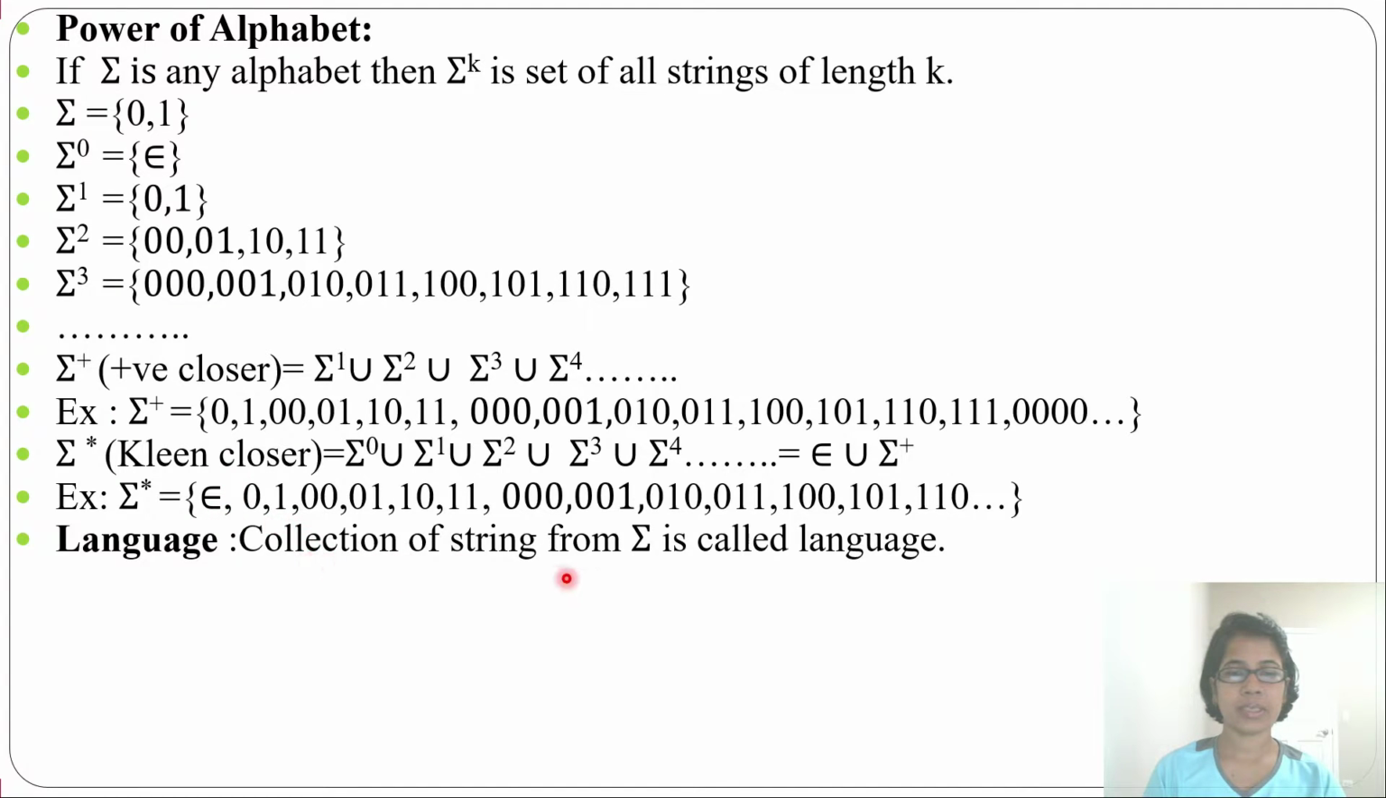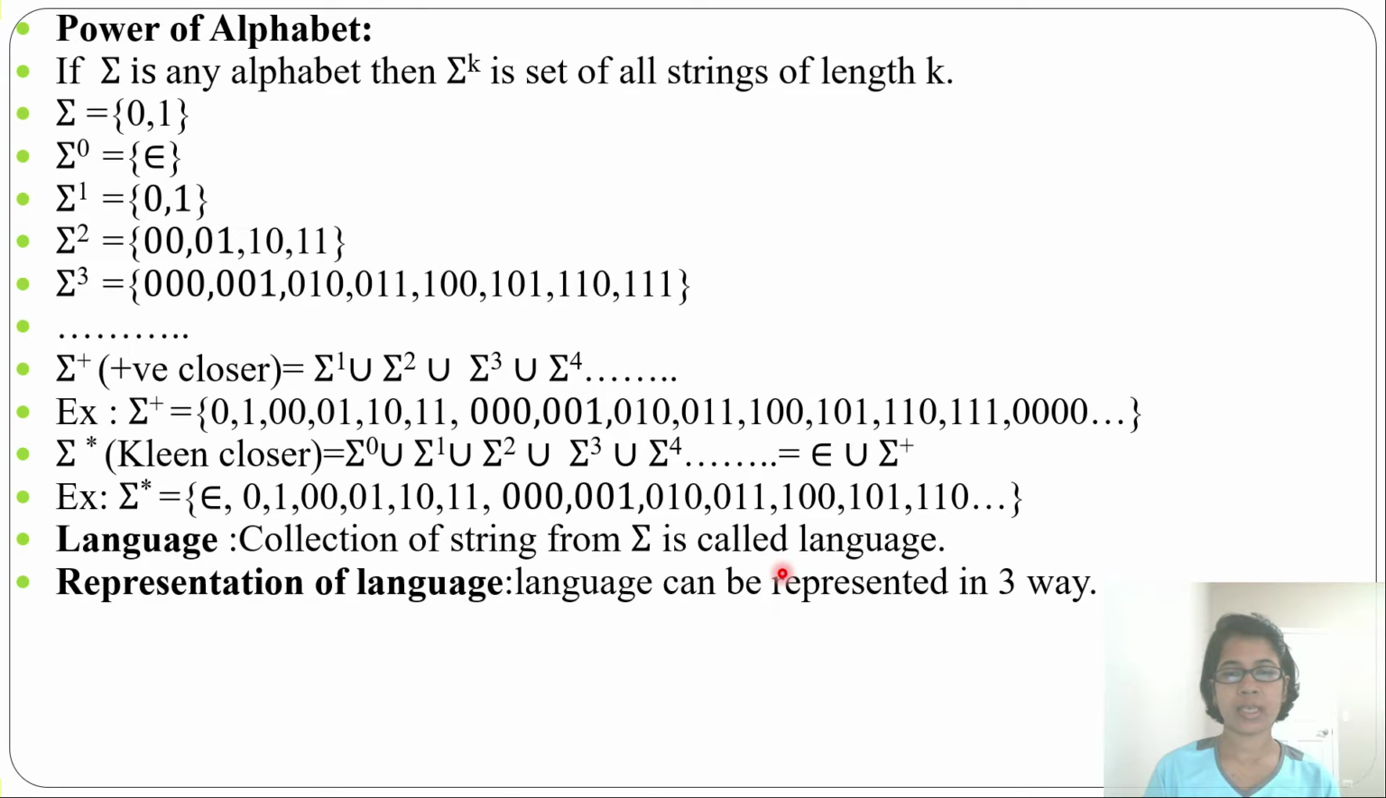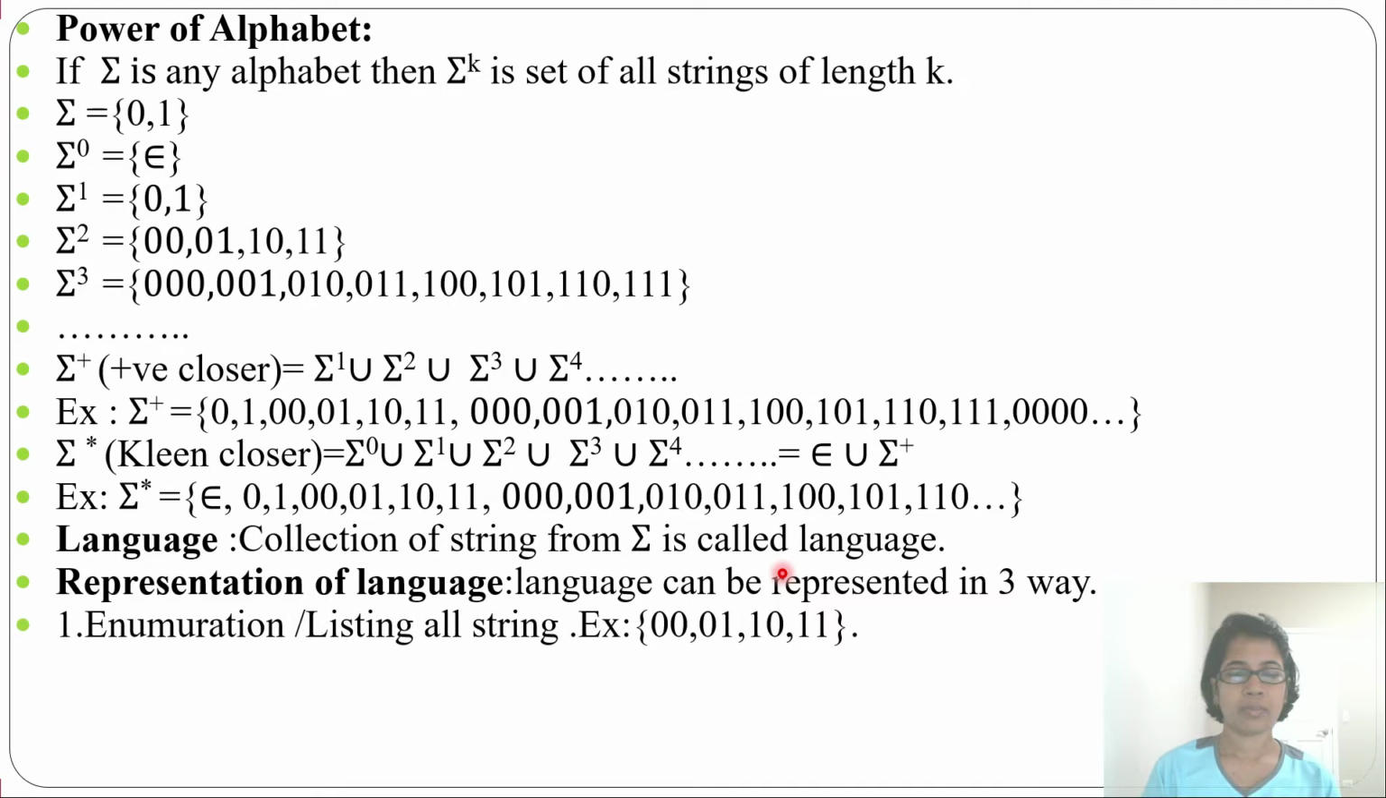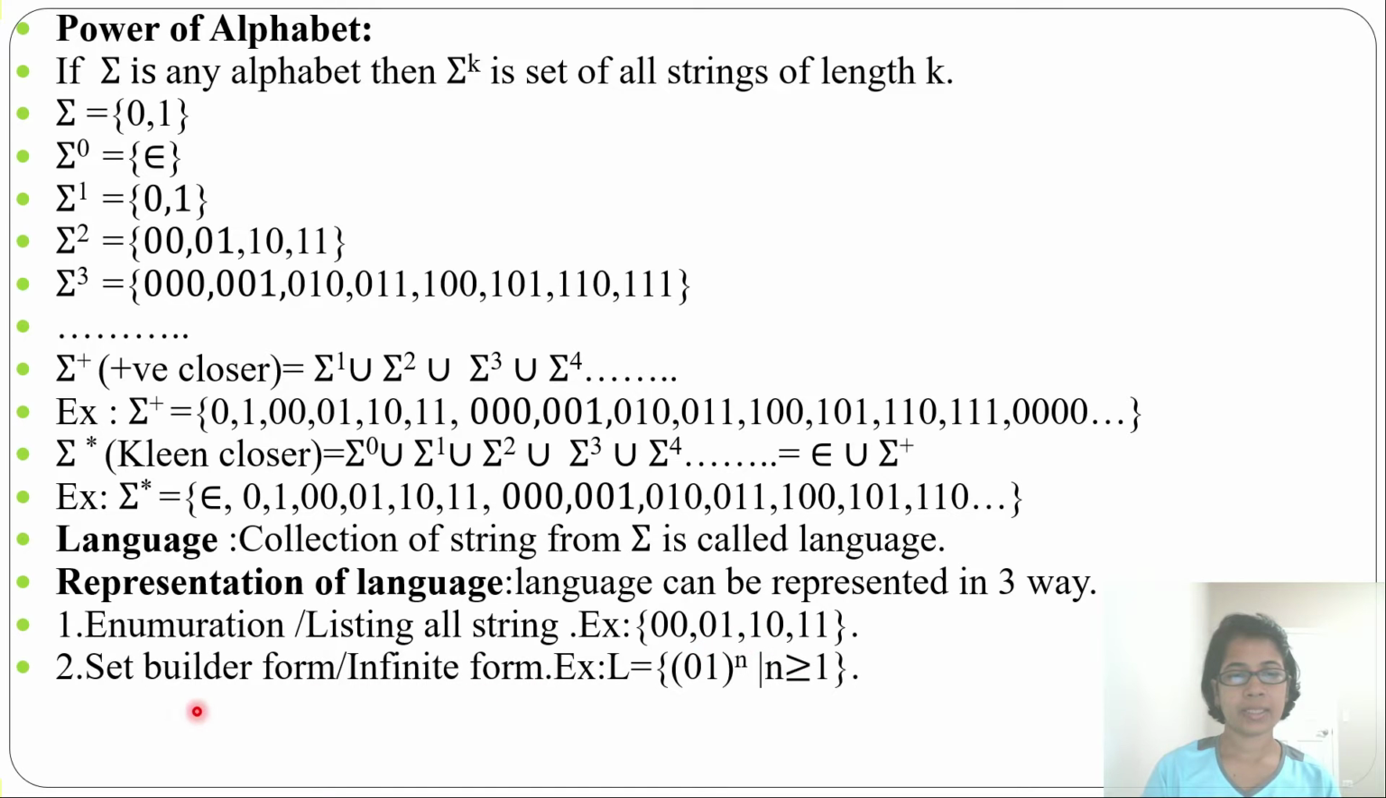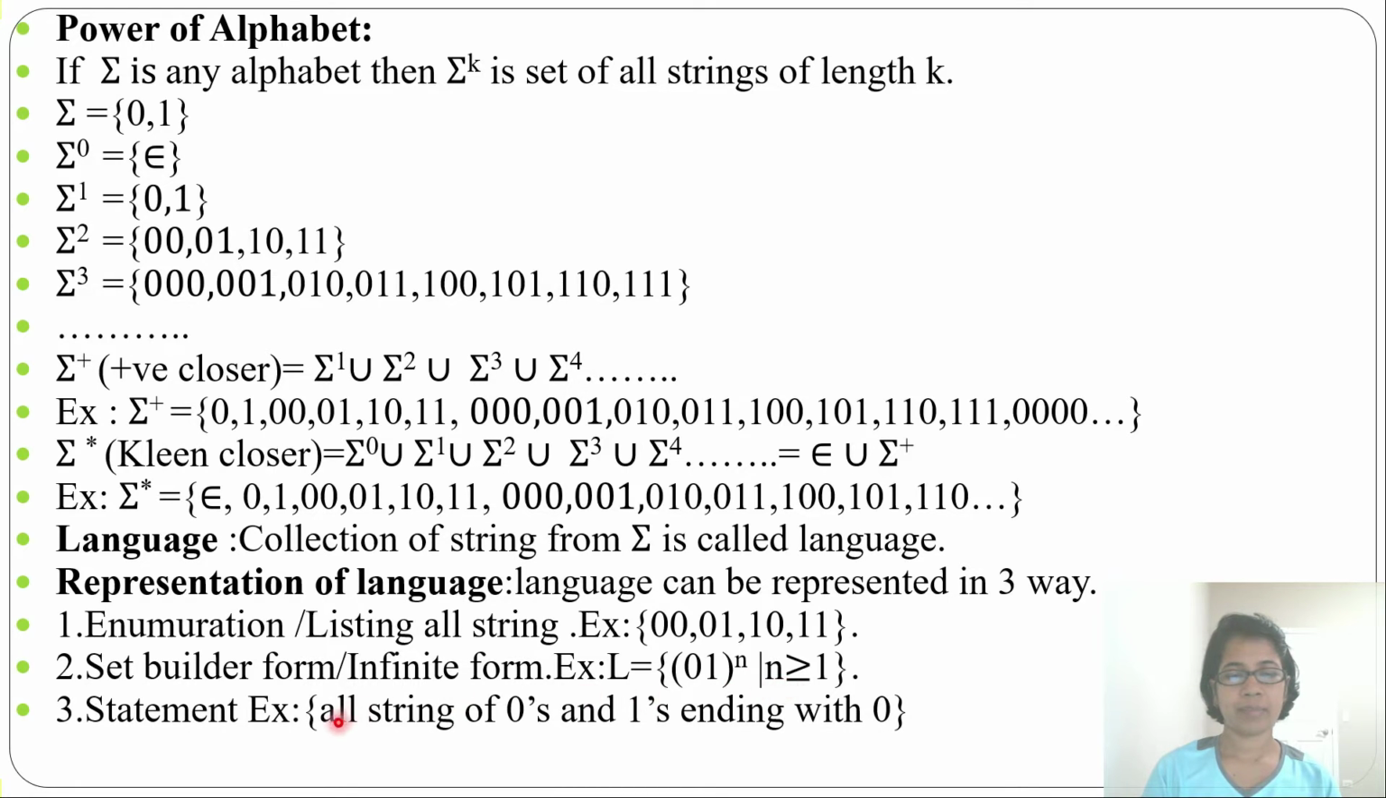Next is language. A collection of strings from an alphabet is called a language. Language can be represented in three ways. First is enumeration, or listing of all the strings. You can just list all the strings, but this can be done only for a finite language, not for an infinite language. Next is set builder form, which you can use for an infinite language. Here n is greater than or equal to 1 means n can be any number greater than or equal to 1. Next is a statement, where you can just write an English statement. These three methods are used to represent a language.